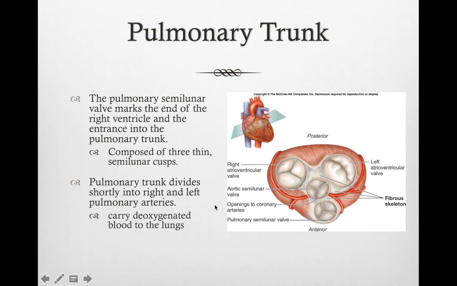Now, once that blood has been pumped into the pulmonary trunk, it's either going to take the right pulmonary artery or the left pulmonary artery to their respective lungs. Right? And the whole idea behind that is that it's going to carry deoxygenated blood to the lungs for gas exchange. So we're going to exchange out the CO2 in this blood and then reoxygenate it at the same time.